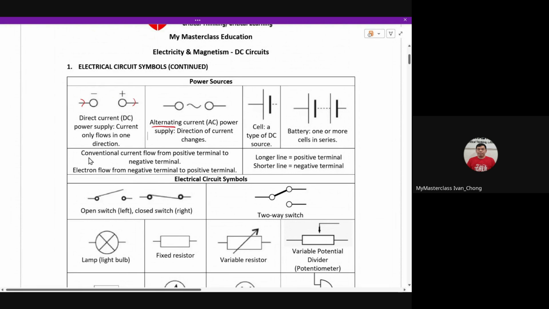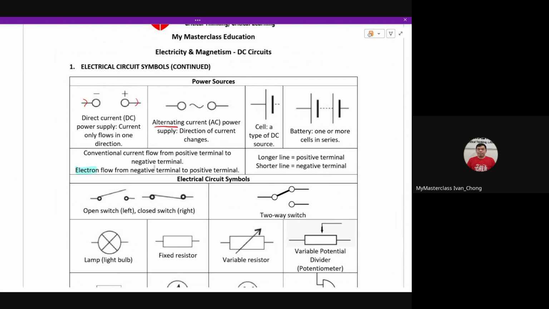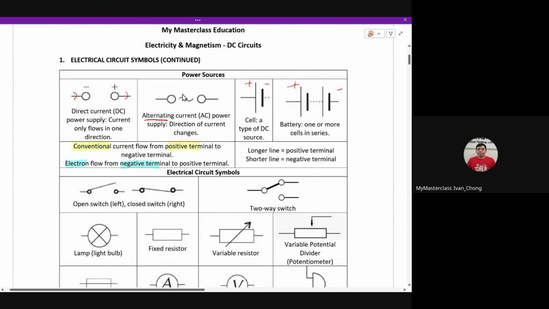Okay, so same thing, conventional current flow and electron flow. If you see the word electron, you start from negative. By default, conventional, we will just start from positive to negative. Okay, then this is your cell. For the cell, the longer side is your plus, the shorter side is your minus. Your battery, even though we say battery very often, is actually a group of cells.